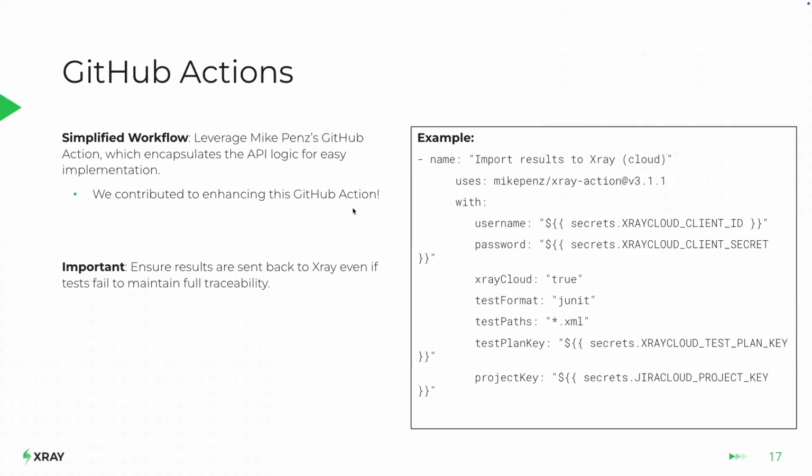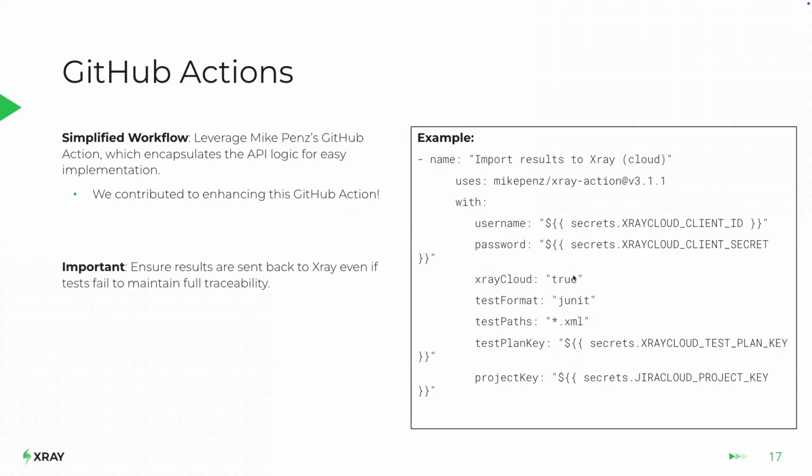And now we have an action that will allow, instead of calling those HTTP requests to the API, it has encapsulated them in an action. This action will allow you to define the username and password. If you are using the cloud version, this will be the API token and secret. If it's the DC server version, it's actually the username and password.